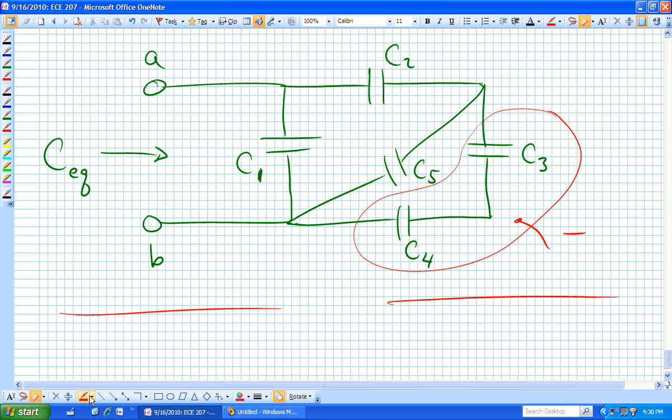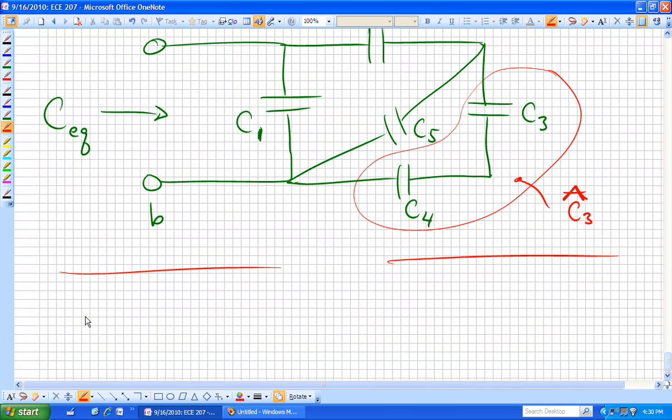C sub 3, it won't let me go now. It's forcing me to a bar. There. That's a hat, a funny hat. C sub 3 hat is, because of this series combination, this is making it ugly in a hurry.